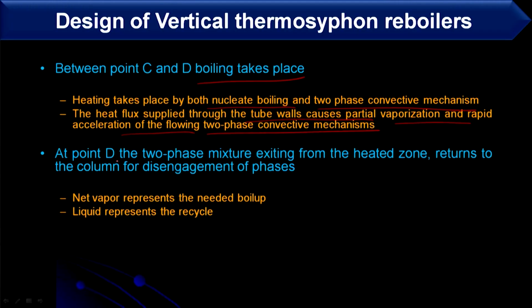At the entry of the reboiler, pure convective heat transfer will be there. And further, at point D, a two-phase mixture will be available, which exits and returns to the column for disengagement of vapor and liquid. So, in this way we can understand the heat transfer mechanism in a vertical thermosyphon reboiler.